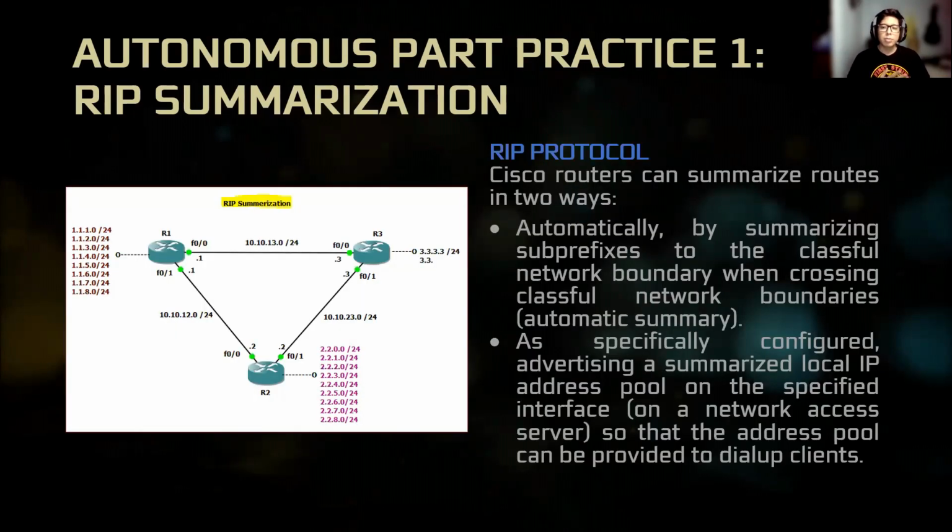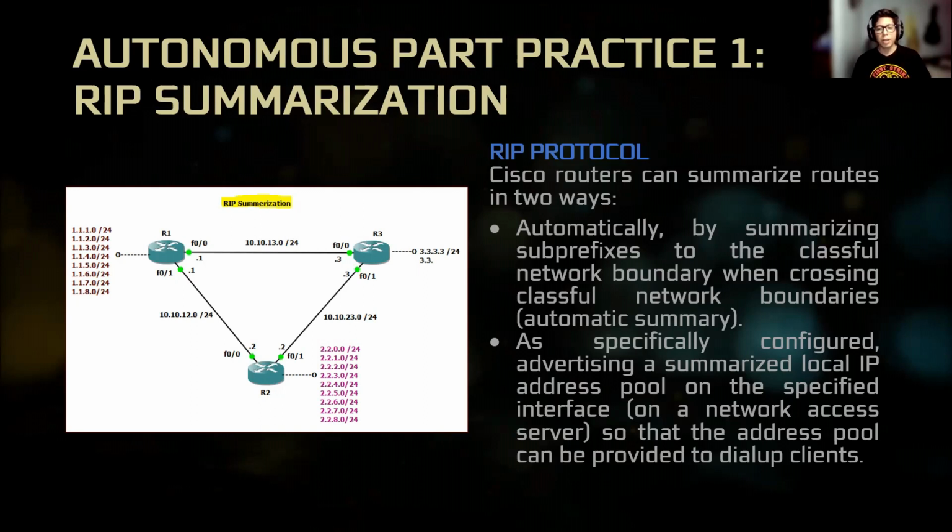Cisco routers can summarize routes in two different ways. First of all is automatically. This means that it summarizes all the prefixes to a classful network boundary when crossing a classful network boundary. This is the automatic one.